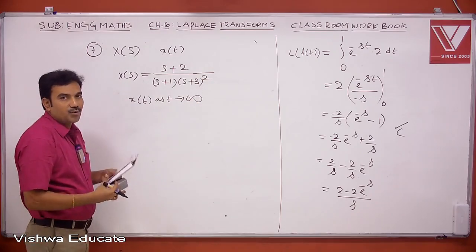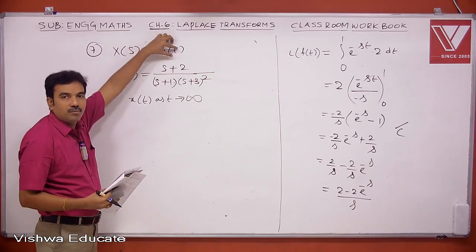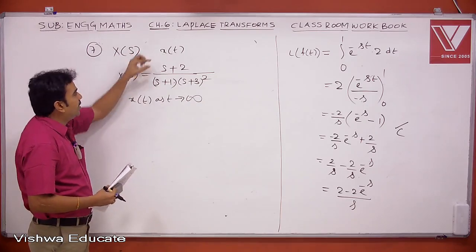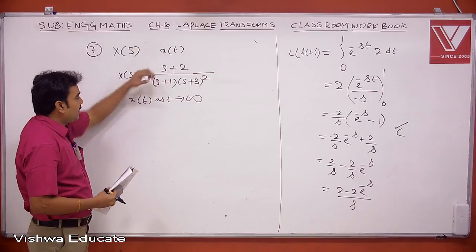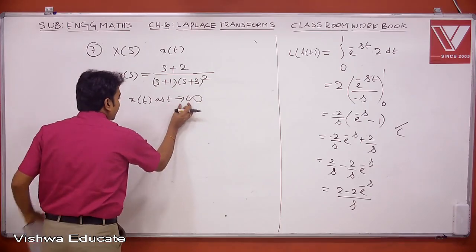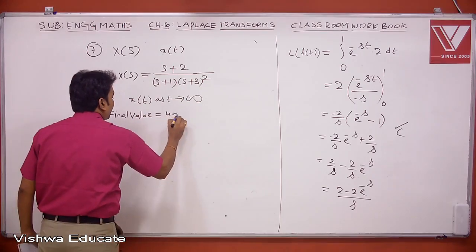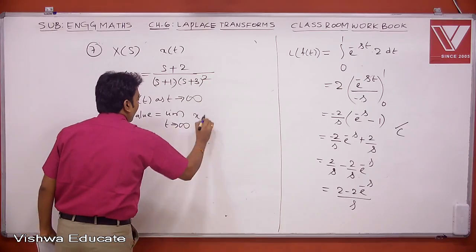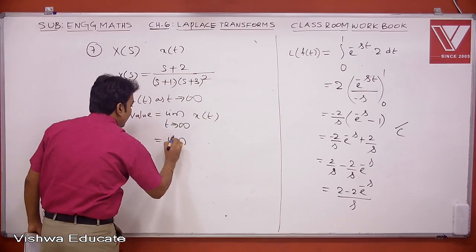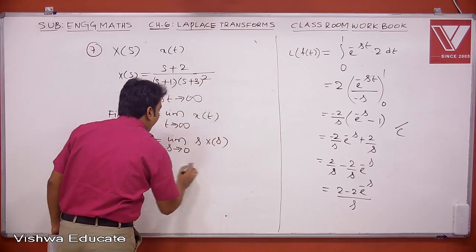So small x of t is not given, but instead of that its Laplace is given. Small alphabet represents a function in terms of time variable. Capital version represents its Laplace transform in terms of the s variable. So they were asking the value of x of t as t tends to infinity. So that means this is the final value. So according to the final value theorem, the final value is limit t tends to infinity x of t. But here x of t is not given, capital X of s is given. Therefore, this can be written in terms of s variable: limit s tends to 0, s into X of s.